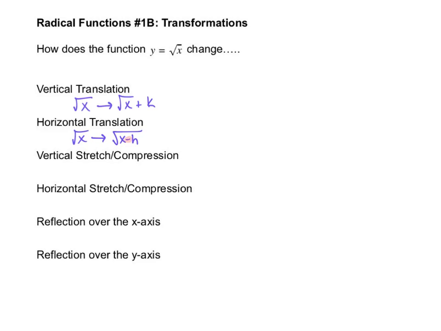For vertical stretch and compressions, again, it's a vertical movement, so it's occurring after you take the square root or after the parent function. So the square root of x goes into a factor a times the square root of x. So what I mean by vertical transformations occur after just kind of goes back to order of operations. You would take the square root of a number before you multiplied.